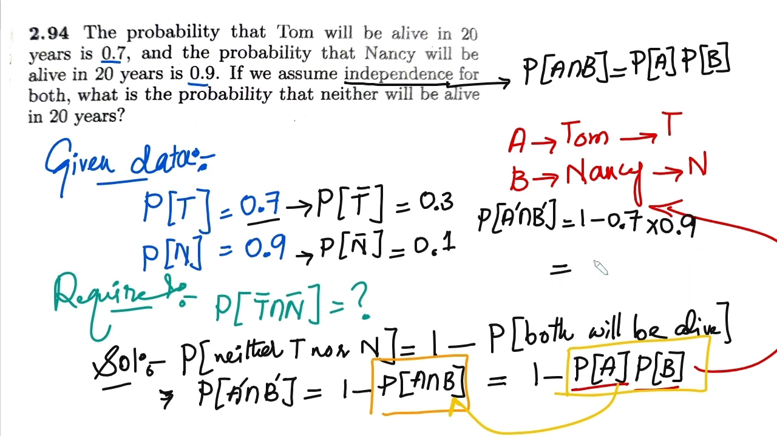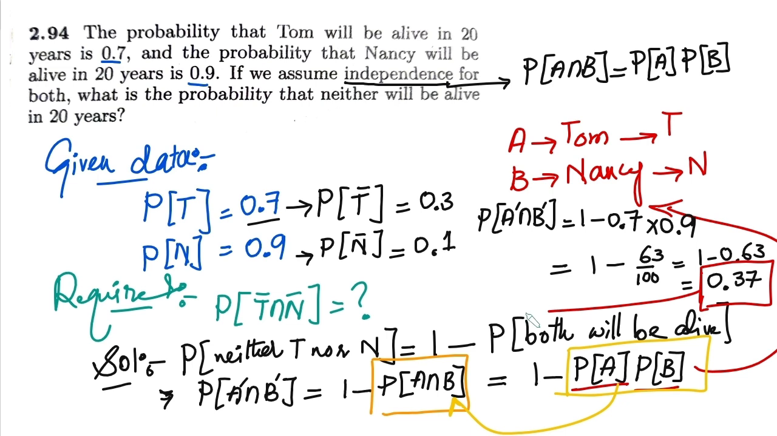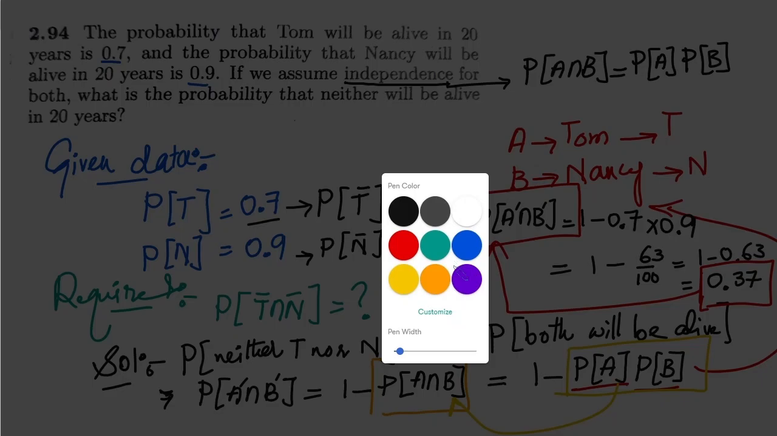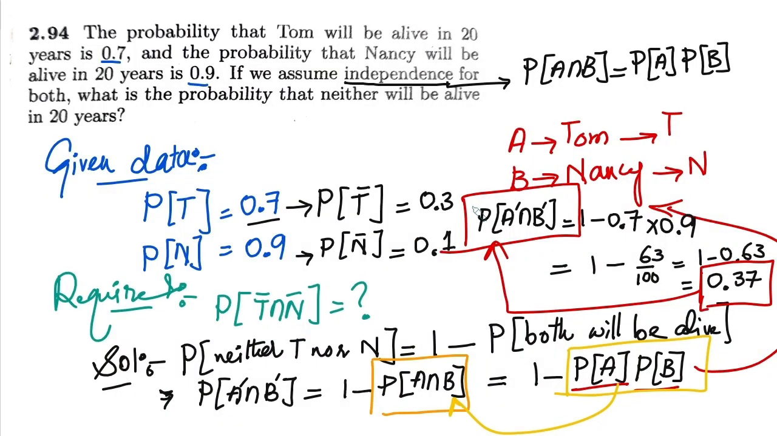Okay. So now 1 minus 0.7 times 0.9, it would be 63 divided by 100, or 1 minus 0.63, so it would be 0.37. Okay, so what is this? This is the solution of the question which is here. So that is the solution which we wanted to see, and this is the answer of it.